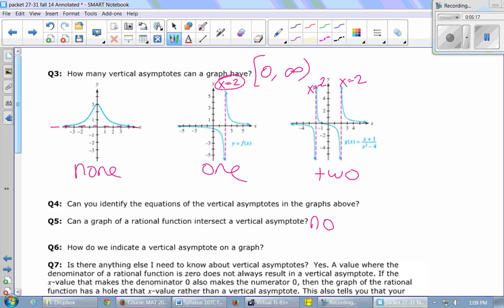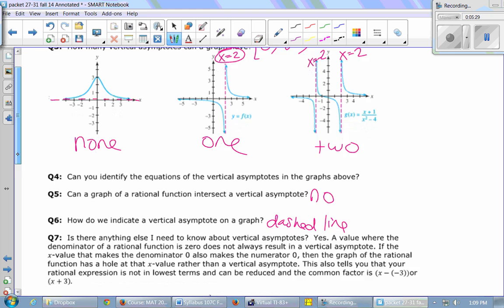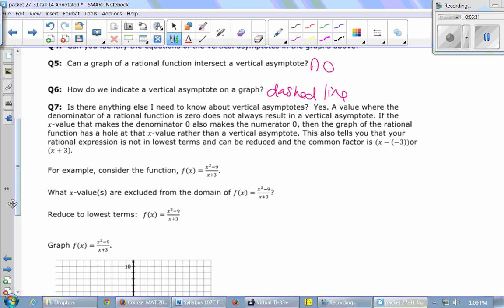How do you indicate a vertical asymptote on a graph? A dashed line. All right. Like in these pictures. All right. One more question. Is there anything else you need to know about vertical asymptotes? Yes. One more thing.